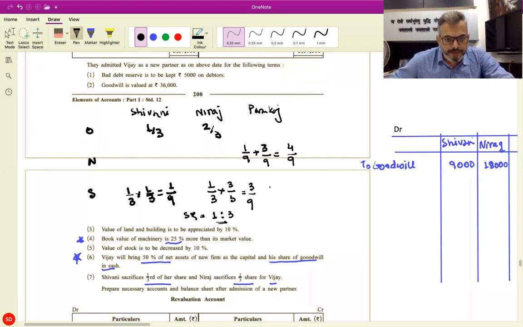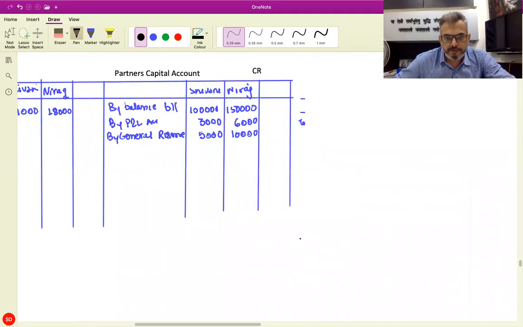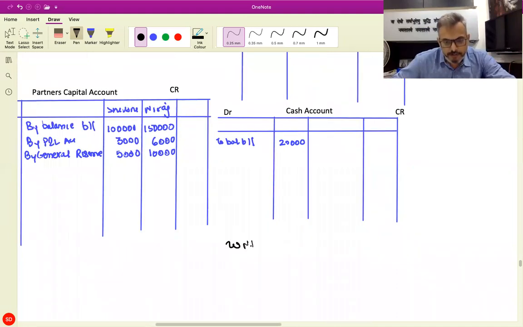Pankaj brings goodwill. Sorry, Vijay brings. I've written the wrong name by mistake. Vijay brings 50% of net asset of new firm as capital and his share of goodwill in cash. So for the goodwill adjustment, let's do working note 1 for goodwill.